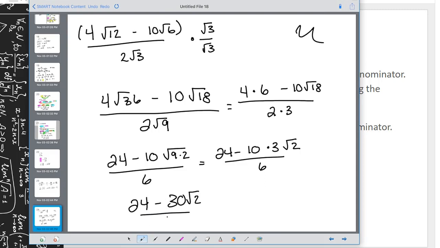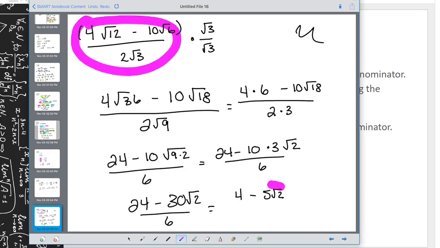root 2 over 6. Now what some of you are going to do is say, oh, well, 24 minus 30. Nope, can't do that. You have to do multiplication first, so remember BEDMAS. That being said, we can simplify this because all of these numbers are divisible by 6. So we'll take a 6 out of each one. So 4 minus 5 root 2 over 1, which is 4 minus 5 root 2. So the simplified form of this is 4 minus 5 root 2.